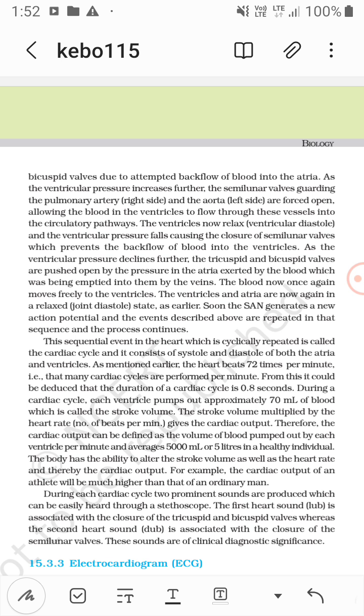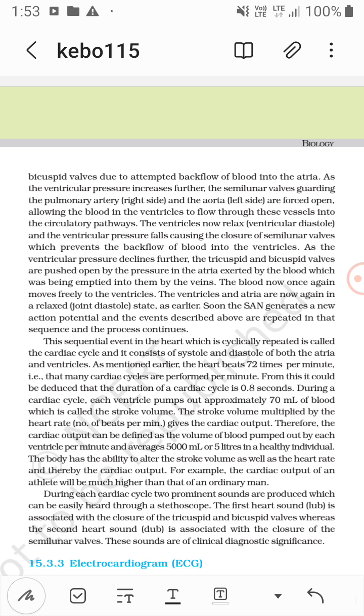So the body has the ability to alter the stroke volume as well as the heart rate, and thereby the cardiac output. For example, the cardiac output of an athlete will be much higher than in an ordinary person.